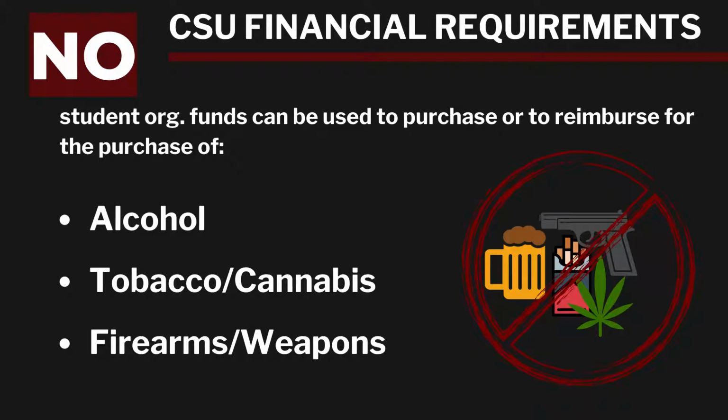It may seem obvious, but it is important you know and understand that student organization funds cannot be used to purchase or reimburse for things such as alcohol, tobacco, drugs, or weapons of any kind. Remember, by being an official, recognized organization of the university, your club's choices and financial decisions directly reflect and impact the Chico State community.